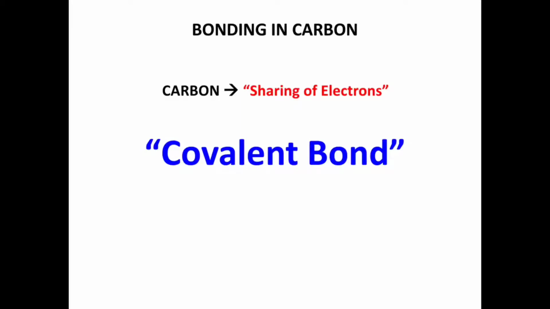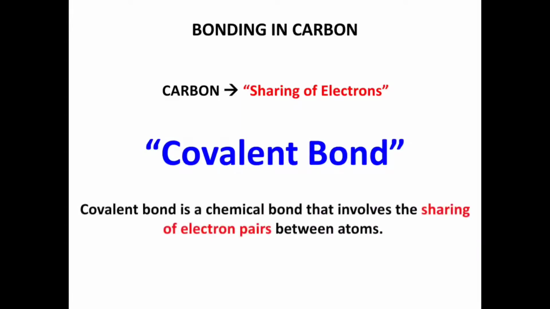Bonding in carbon. As both gaining or losing 4 electrons in carbon atom leads to instability, carbon atom achieves its stability by sharing of electrons, which is achieved through the formation of covalent bond. Covalent bond is a chemical bond that involves the sharing of electron pairs between atoms. And also there are different types of covalent bonds. Let us see them one by one.